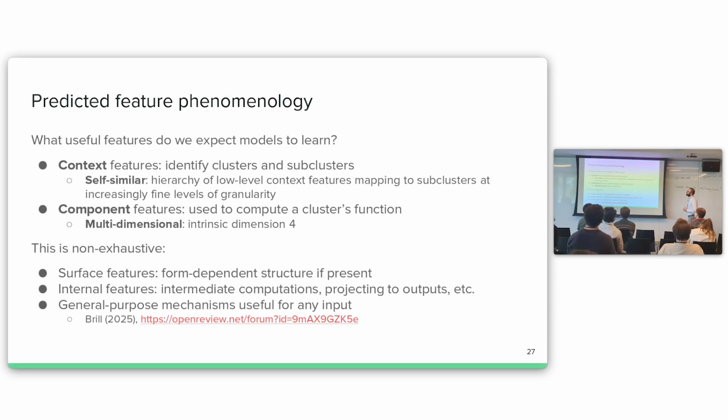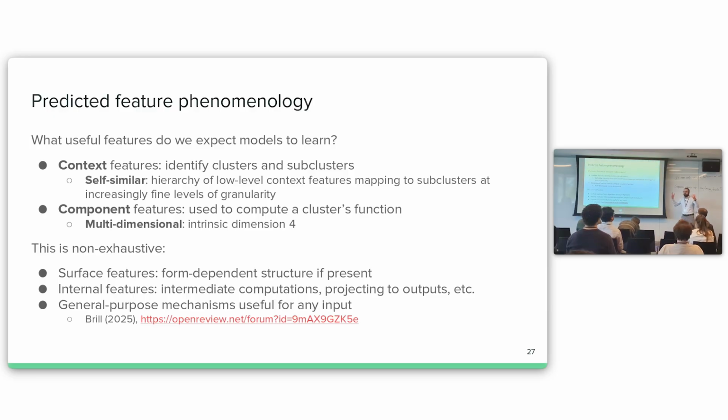And then at a high level, can we use this model to tell us anything about the types of features that we would expect to see? These would be the features that we'd expect models to learn to best map the data distribution to predict it. So I would argue that there are two main kinds of features we would expect to see. The first might be called context features, those that identify clusters and subclusters and so on. And this is self-similar, so you expect a hierarchy of these context features at increasingly fine levels of abstraction.